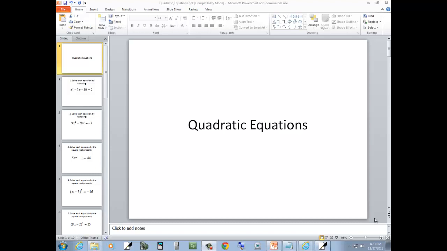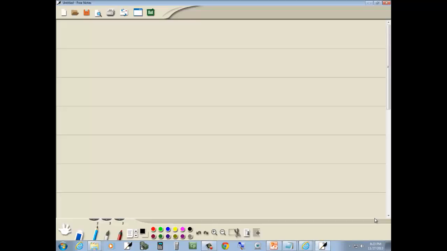Let's take a look at quadratic equations. Now, the first property we want to look at is called the zero factor property. Different books call this by different names: zero product principle, zero product property. I like zero factor property the best.